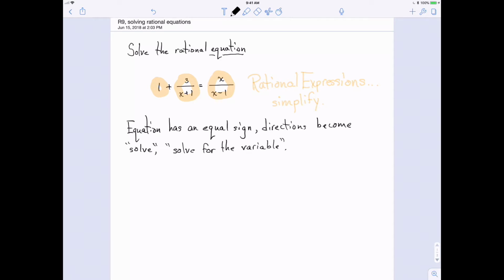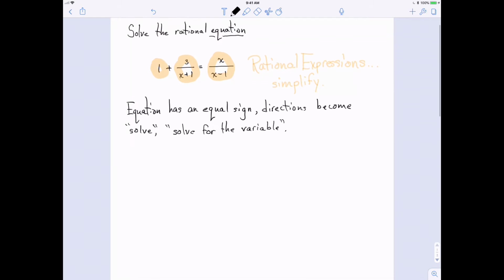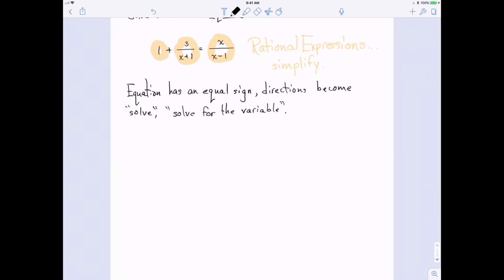Now, before we do that, we have to notice one thing, is because these are rational expressions, we have to be concerned about the domain. So we need to check domain. And we did that in an earlier video, but as a quick review, what you do is you set each denominator to 0 to find out where the problem is undefined. So we need to look at x plus 1 equals 0 and x minus 1 equals 0.